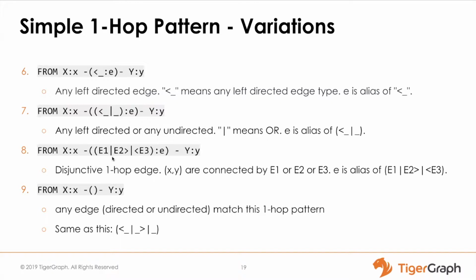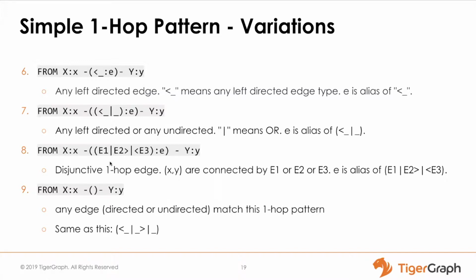And the next one is a more specific one covering undirected edge and directed edge in both directions. E1 is an undirected edge, and X is serving as one end, Y is serving as the other endpoint. And E2 is a rightward directed edge, with X serving as the source and Y serving as the target. And E3 is a leftward directed edge, and Y is bound to the source of E3, and X is bound to the target of E3.